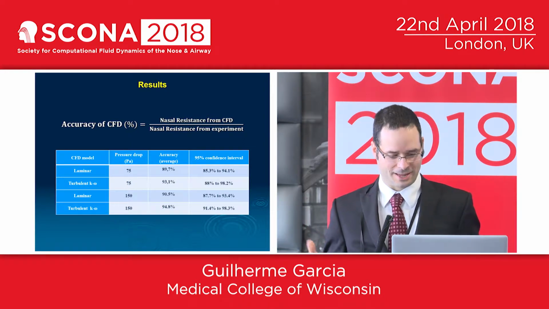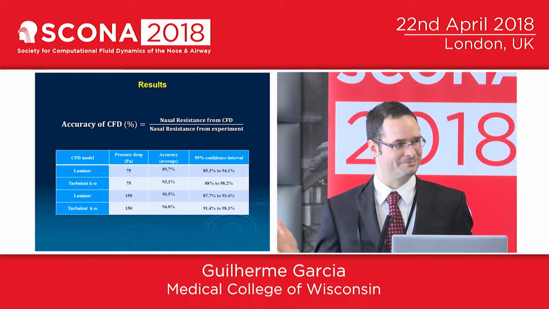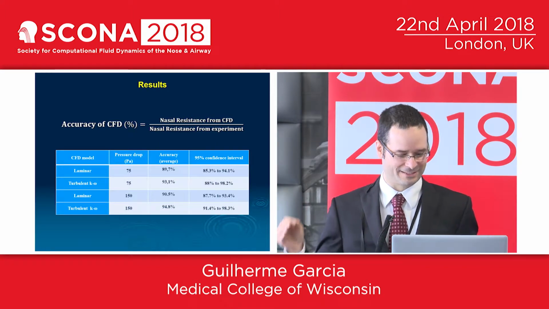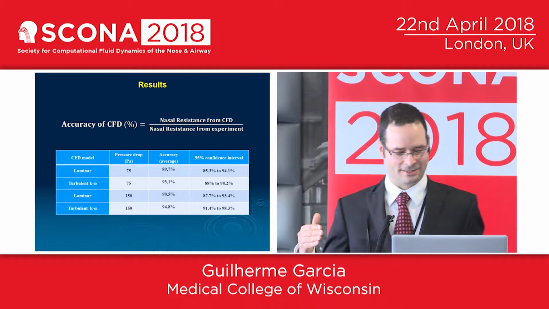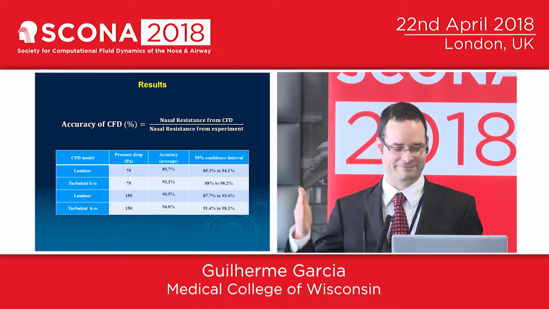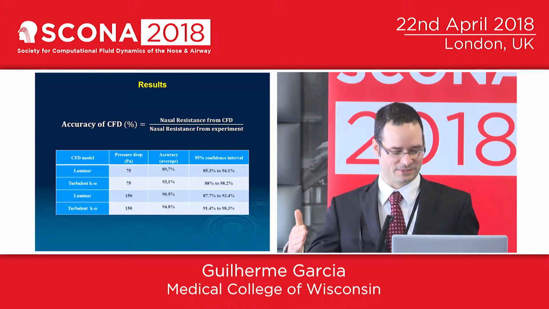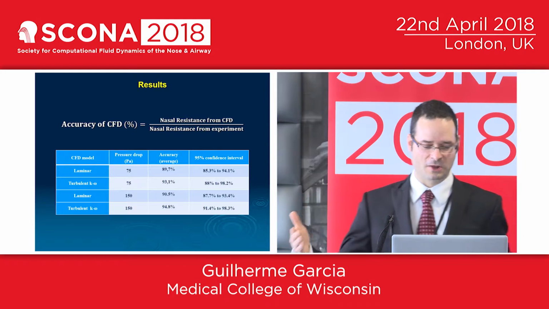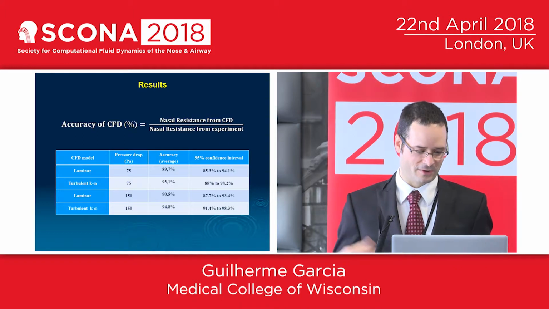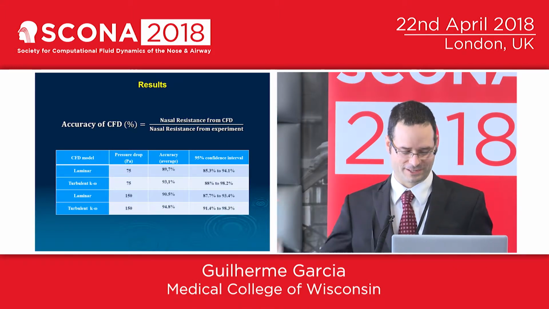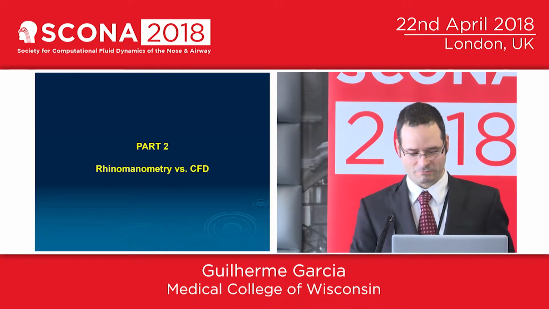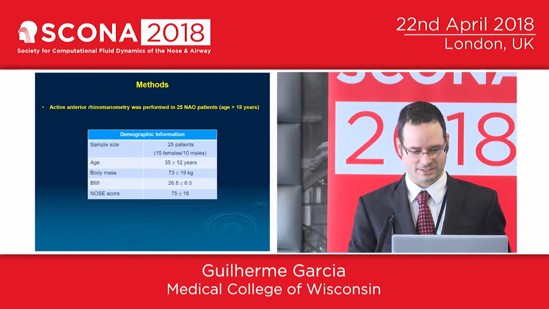But still, of course, from a basic science perspective, we'd like to have 100% accuracy, where they get the exact same result. I think from the clinical perspective, clinicians are probably more interested in saying, if you reduce the nasal resistance by 50% in this patient, how can I accomplish that? And I think the methods we used are probably accurate enough to capture these relative changes or comparisons between one patient and another patient. Okay, so now part two, rhinomanometry versus CFD.